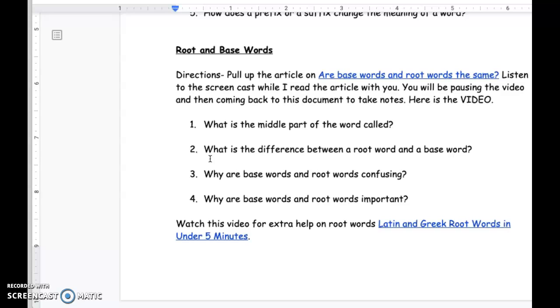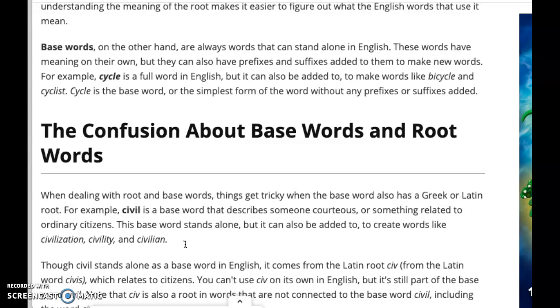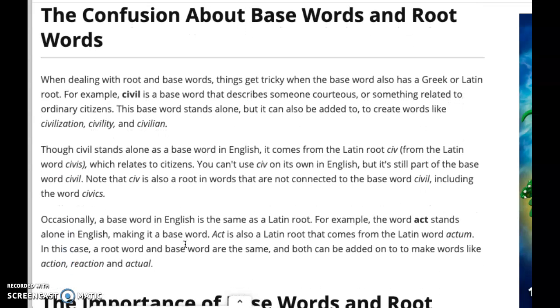What is the difference between a root word and a base word? Let's look at question number 3. Why are base words and root words confusing? Let's answer that in our article. Scroll down to the next section. The confusion about base words and root words.